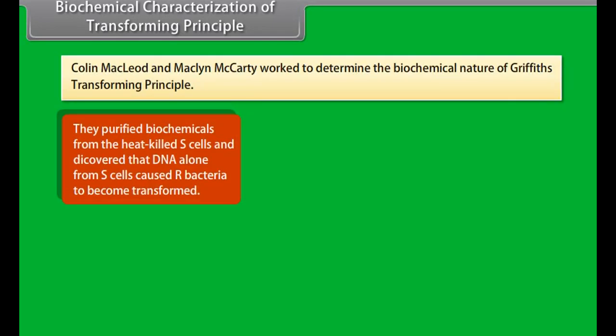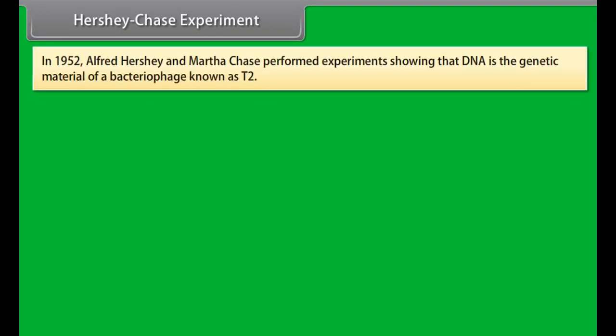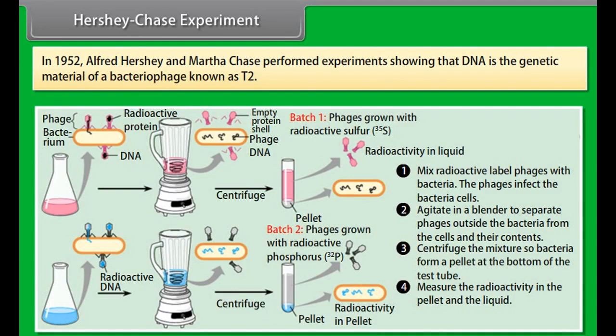Biochemical characterization of transforming principle. Oswald Avery, Colin MacLeod and Maclyn McCarty worked to determine the biochemical nature of Griffith's transforming principle. Hershey-Chase experiment. In 1952, Alfred Hershey and Martha Chase performed experiments showing that DNA is the genetic material of a bacteriophage known as T2.